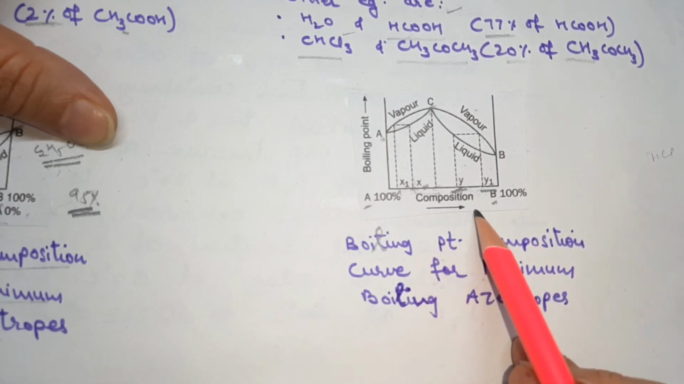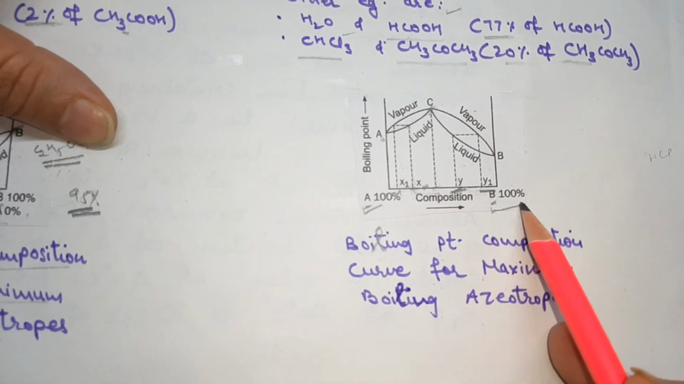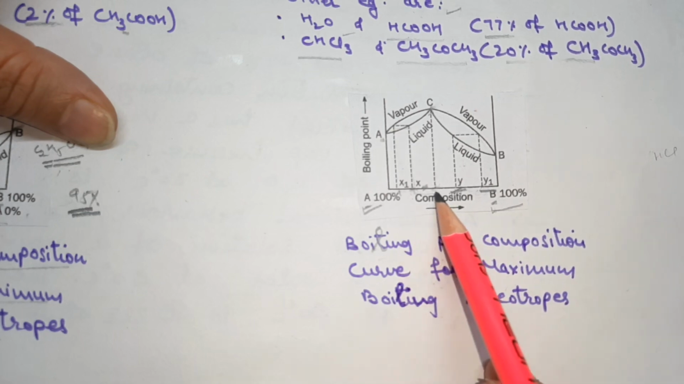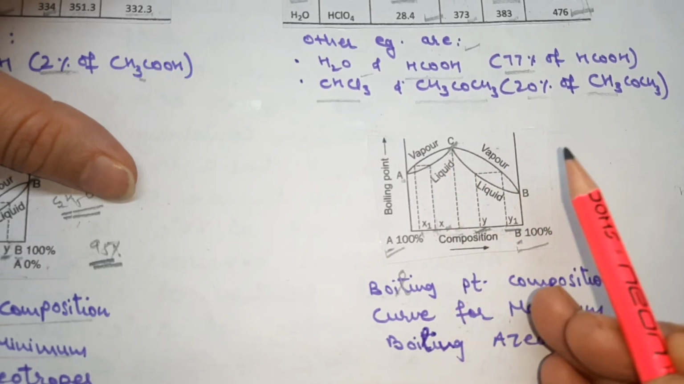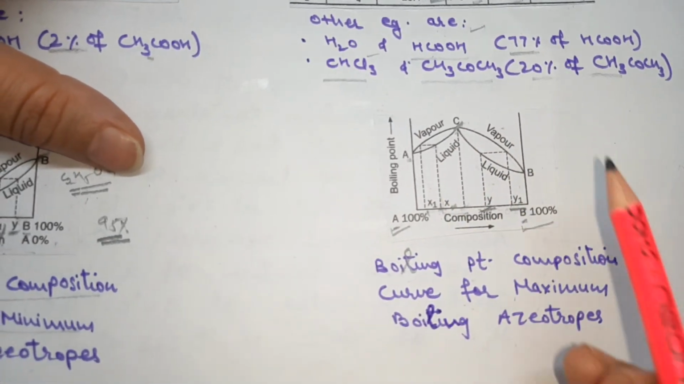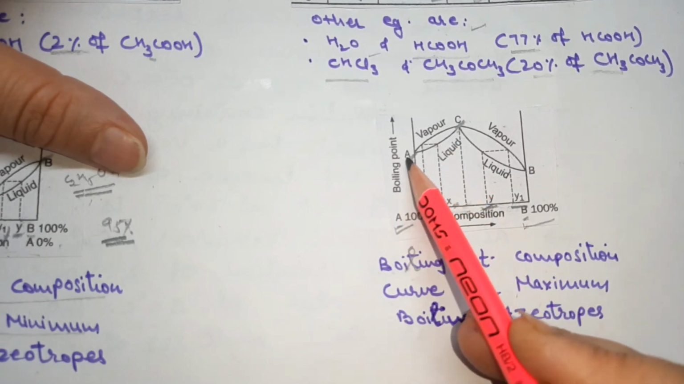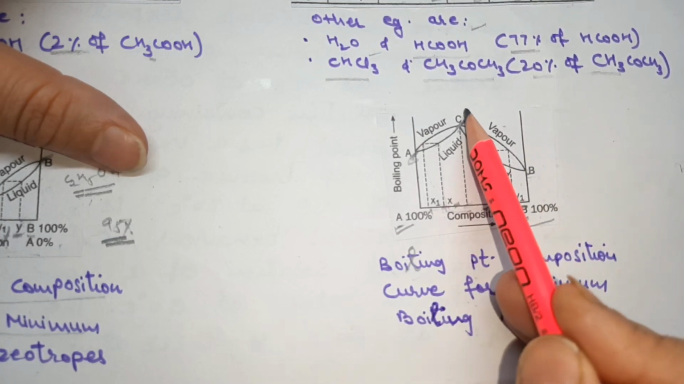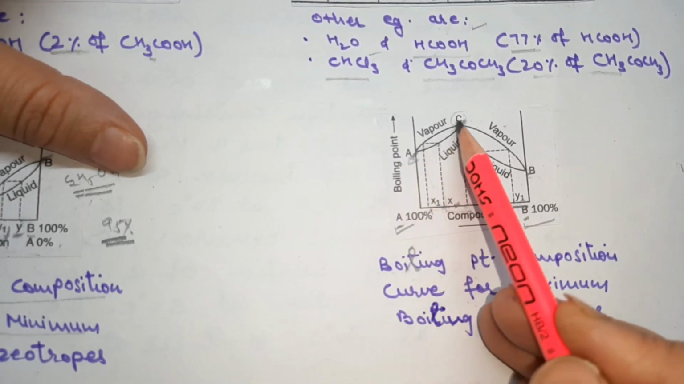So it will never be possible to separate a mixture completely into pure component A and pure component B. The composition of residual liquids will shift towards C from both sides. So again, at this composition, C will be forming the maximum boiling azeotrope. If A has this much boiling point, and B is the boiling point of the pure component, the boiling point of C is higher than that of A and B.